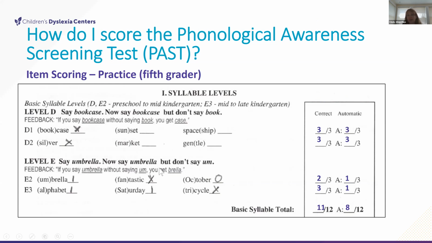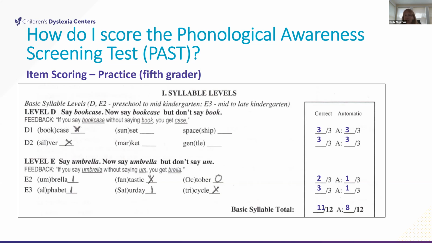Okay, so let's look at the results. So this was a 5th grader. This child had D1 bookcase automatic. So I followed the routing procedure. I moved to D2. This child had silver automatic. Following the routing procedure, I moved to E2. This child had umbrella correct. So I'm going to give the rest of the items. Fantastic was automatic. October was incorrect. Alphabet was correct. Saturday was correct. And tricycle was automatic.